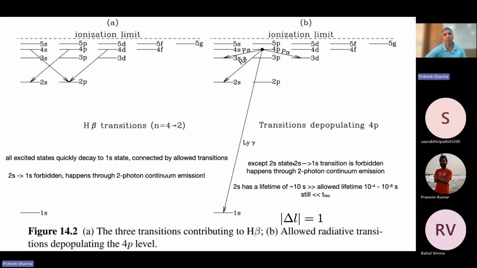Even the time scale to go from 2s to 1s is not that long. Allowed transitions happen very fast, on 10 to the -4 to 10 to the -8 seconds, while this one happens on about 10 seconds, which is still very small. 10 seconds is large, but it's small compared to the recombination time of 10 to the 3 years.